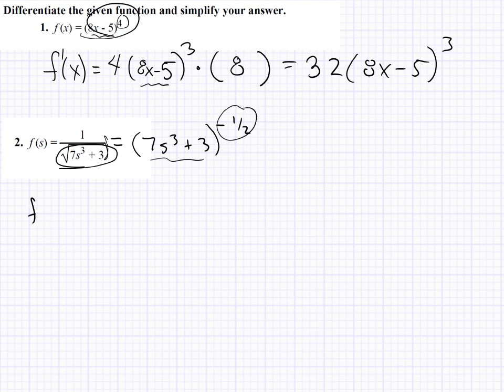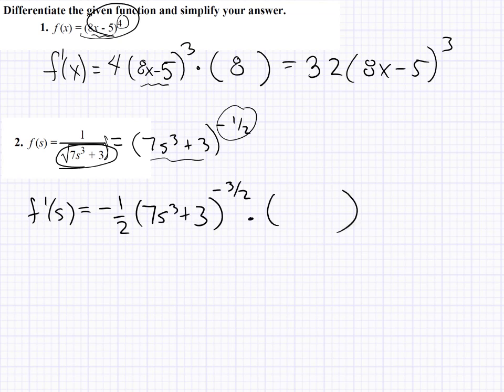So if I'm going to take the derivative of f of s, I'm going to pull the power out to the front. The new power would be 1 less than that, which is now negative 3/2. The inside stays the same. Then I have to multiply by the derivative of the inside. In that case, the derivative of this inside would be 21s squared. All right, simplify this a little bit.